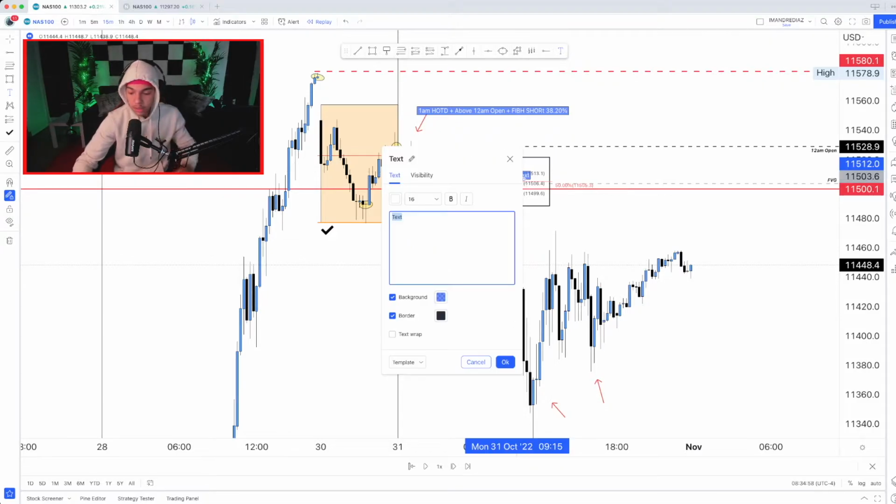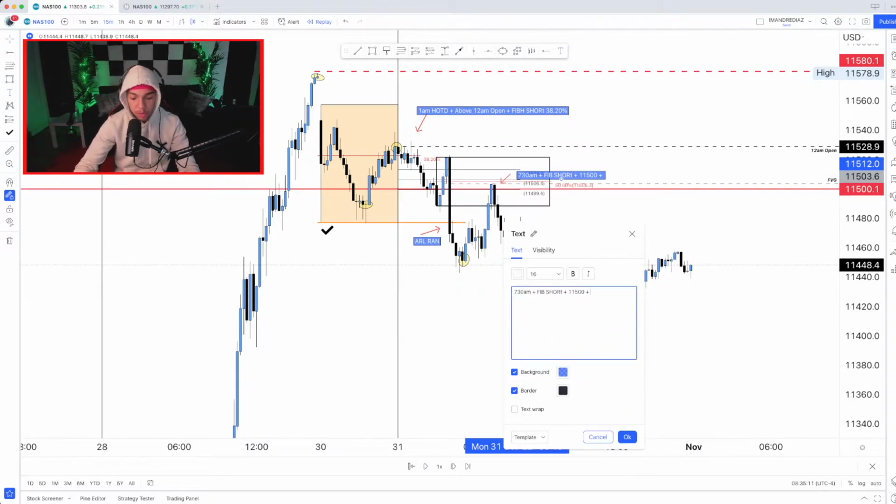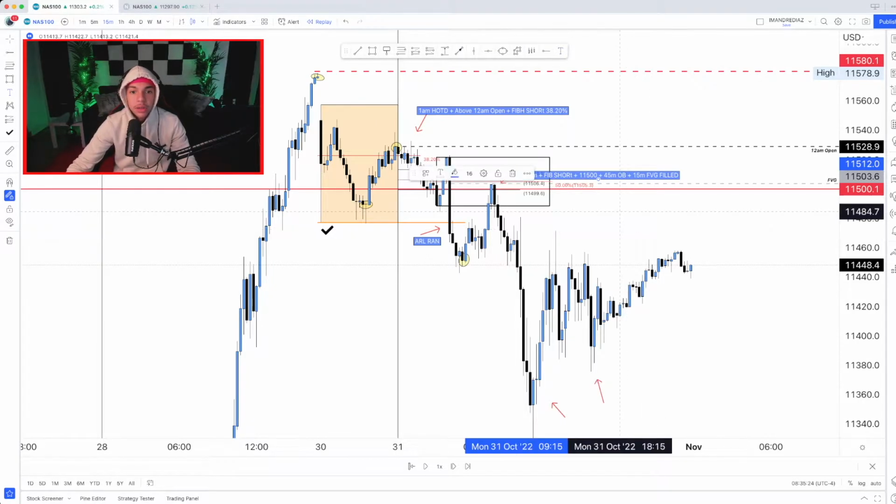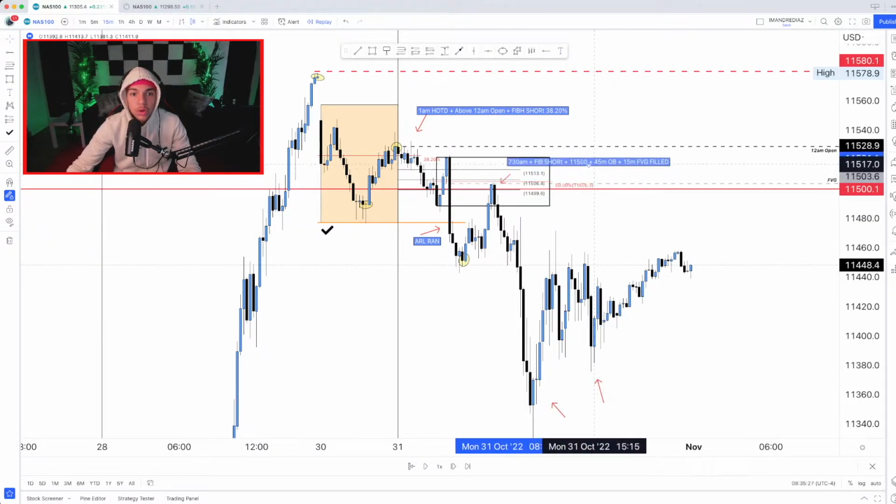So at 7:30 a.m. we had the fib short along with the 11,500 big figure level rejection, along with this on the 15 minutes. So that's about a 45-minute order block, I'm assuming. I'll check the time frame after. We had a 45-minute order block rejection, and we also had the 15-minute fair value gap get filled. And then from here, this is what led price to have the major drop that it did.